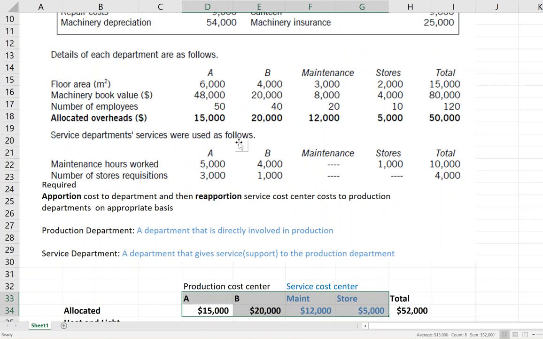We have other information as well. Service department services were used as follows. Maintenance hours worked, 5,000, 4,000, 1,000, and the number of store acquisition, 3,000, 4,000. This is something that we will use for reapportionment. For now, we will focus on this.